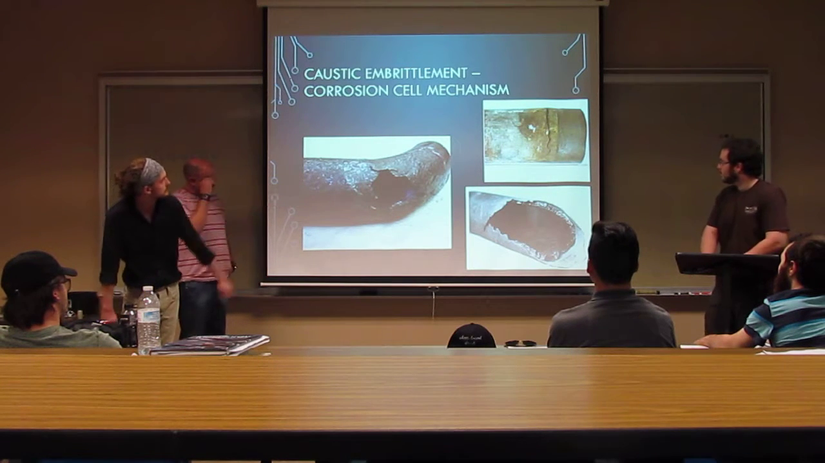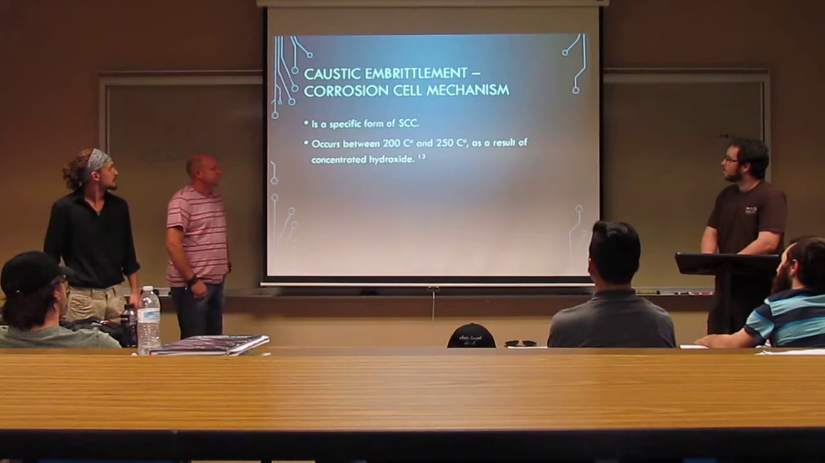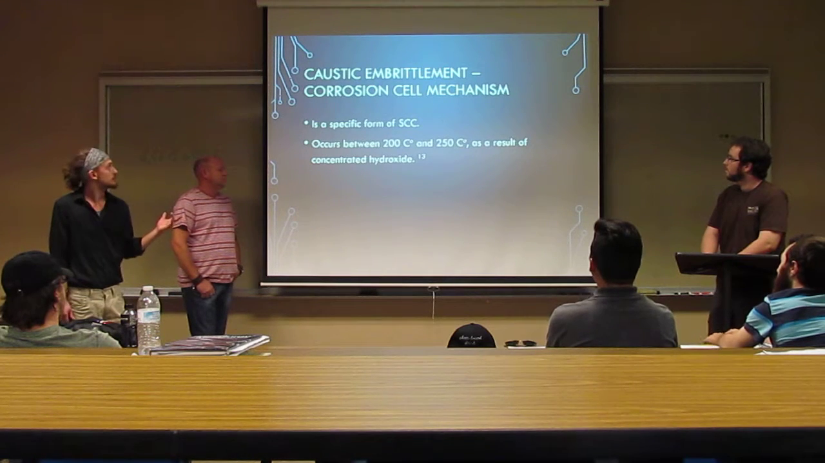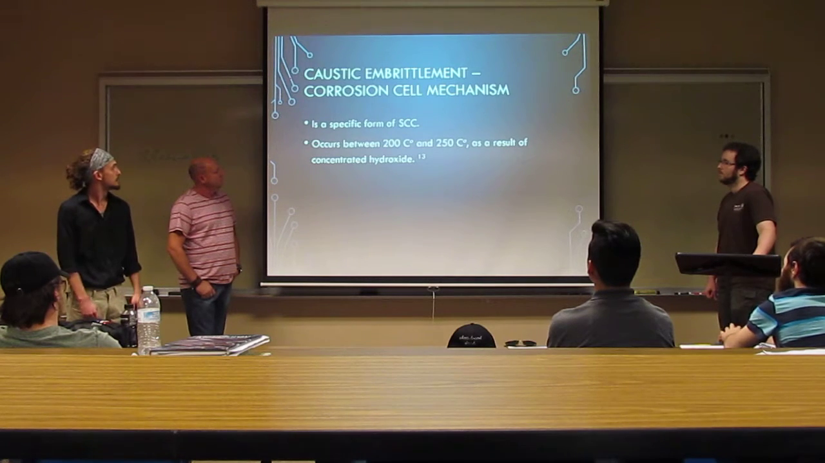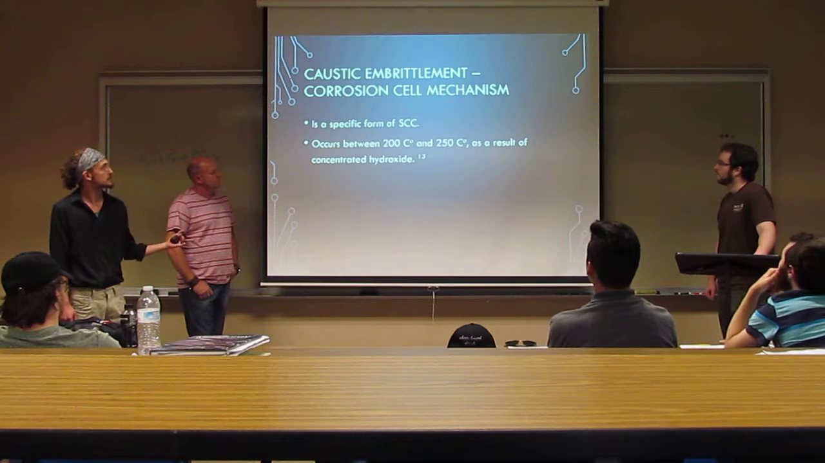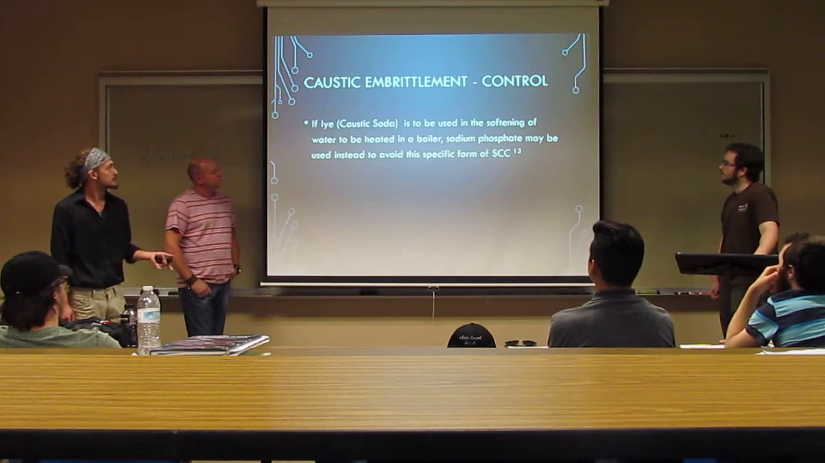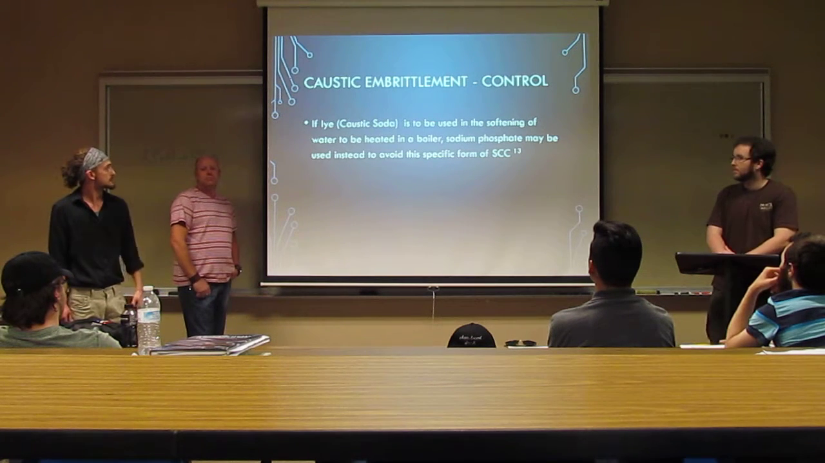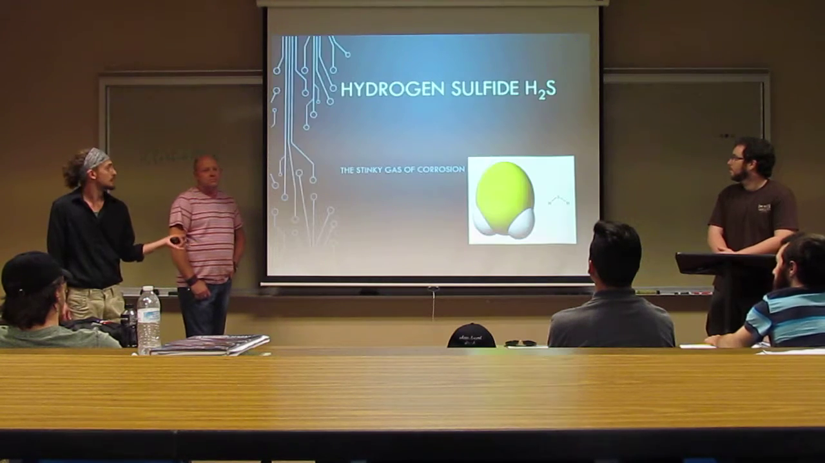These are another two examples of the brittleness resulting from that corrosion cell. The corrosion cell mechanism for caustic embrittlement is a specific form of SCC and occurs between 200 degrees Celsius and 250 degrees Celsius as a result of concentrated hydroxide. If lye, caustic soda, is to be used in the softening of water to be heated in a boiler, sodium phosphate may be used instead to avoid the specific form of SCC. This is the control method.